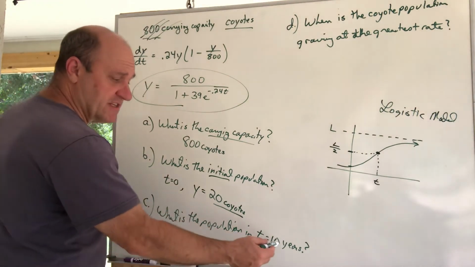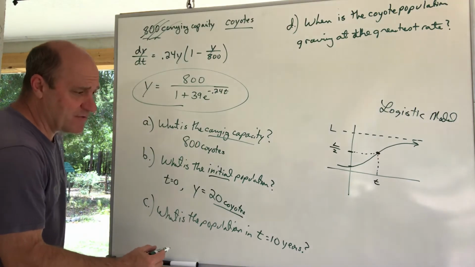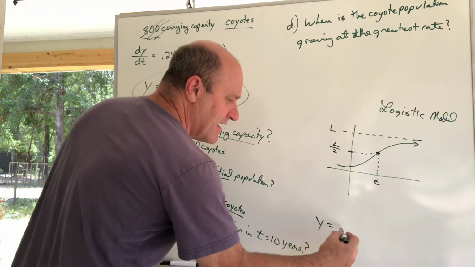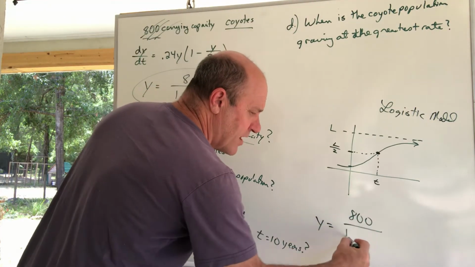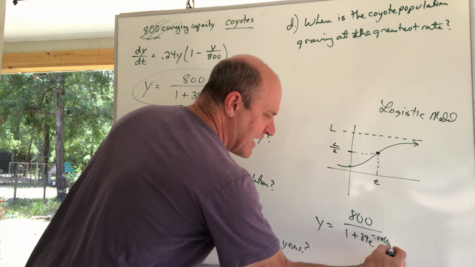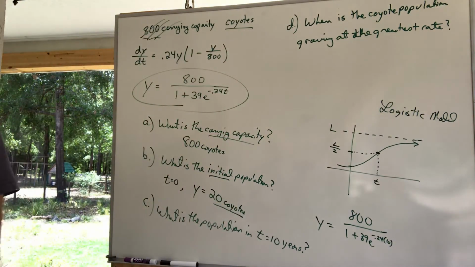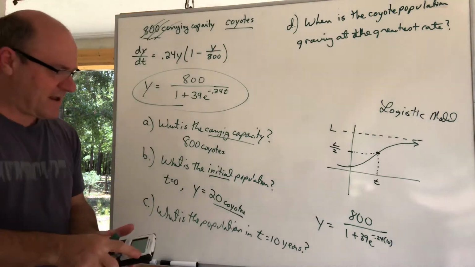What is the population in 10 years? Plug in a 10. Pick up a calculator, plug in a 10, do the math, or I'll do it right over here. It's 800 over 1 plus 39 e to the negative 0.24 times 10. You just got to use your calculator correctly, divide correctly. Let me try it here.